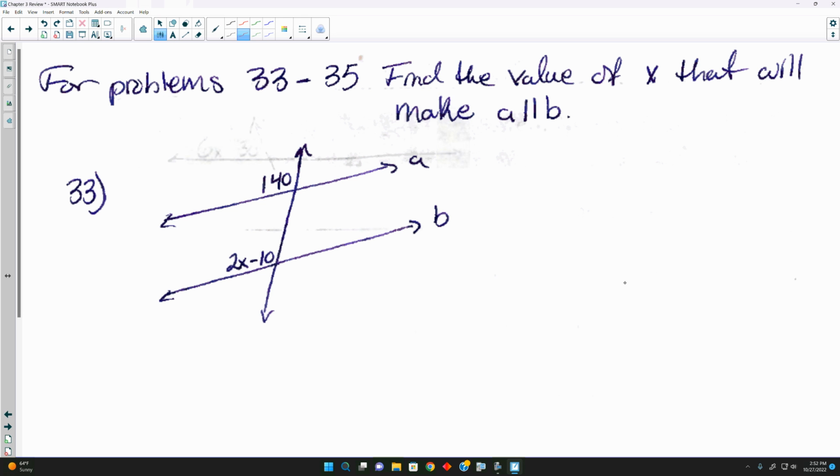Questions on 33, 34, and 35? 33, 34, and 35 are exactly the same thing we just did, but this time we're showing that the lines are parallel. So we can do 33 here. How are these two angles relating to each other?